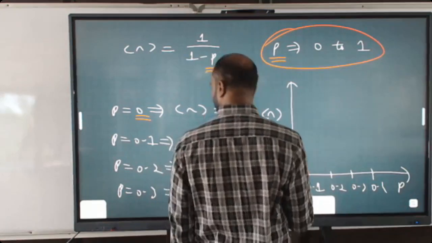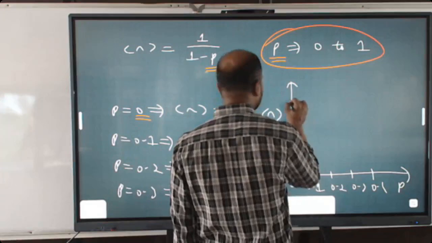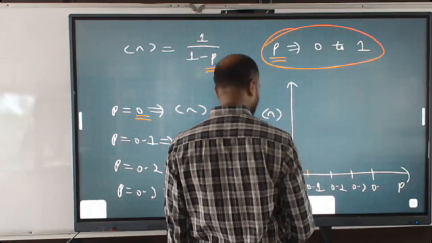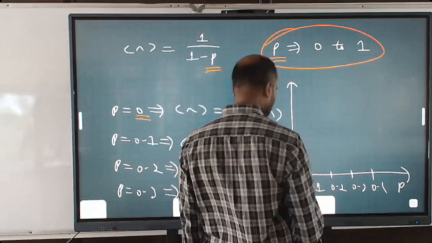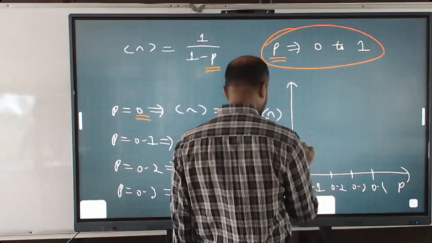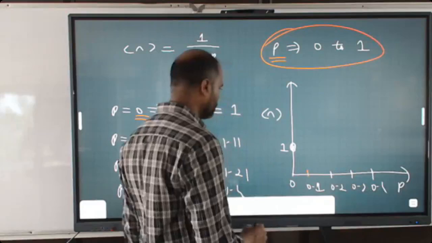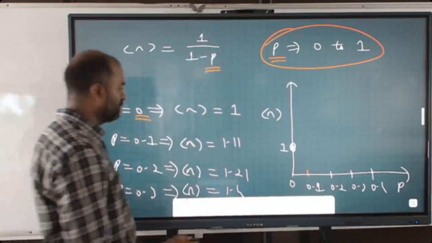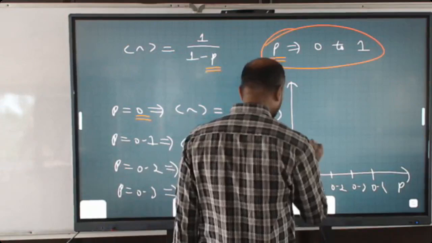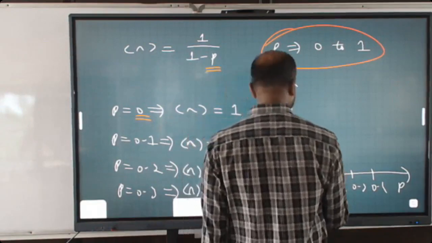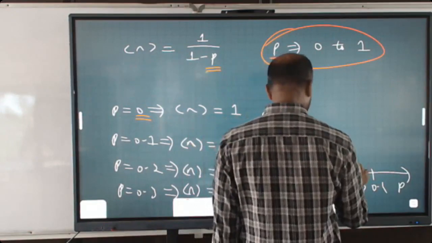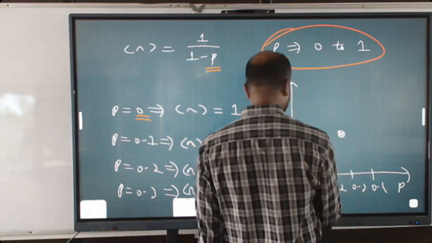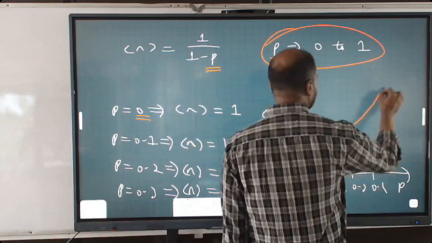P is equal to 0, the value of n is equal to 1. Next, P is equal to 0.1, N is equal to 1.11. 0.2 ആകുമ്പോൾ 1.21. അപ്പോൾ ഇങ്ങനെയാണ് ഏകദേശം ഇതുപോലത്തെ ഒരു ടൈപ്പ് ഗ്രാഫ് ഉണ്ട്.